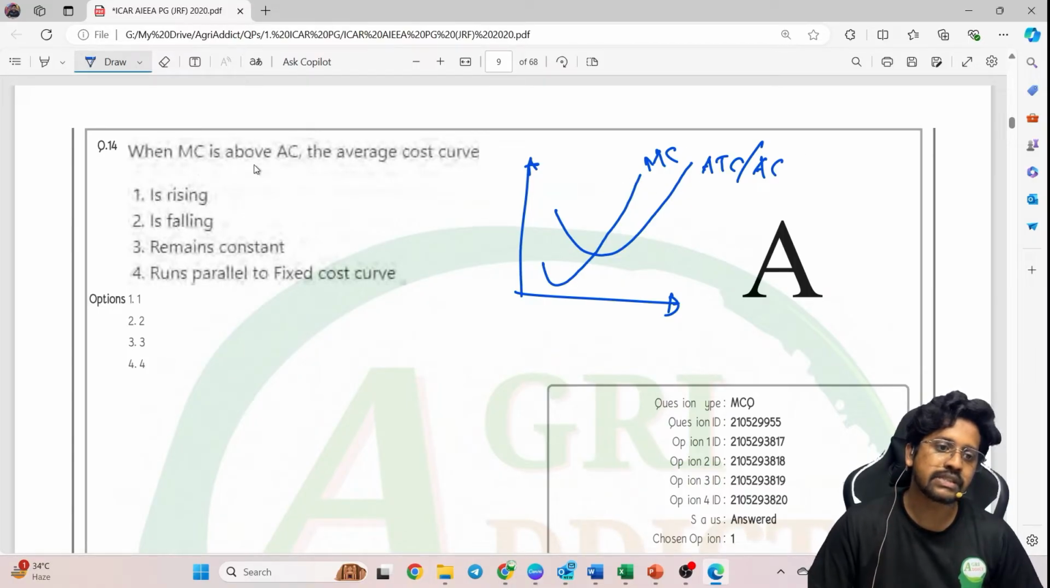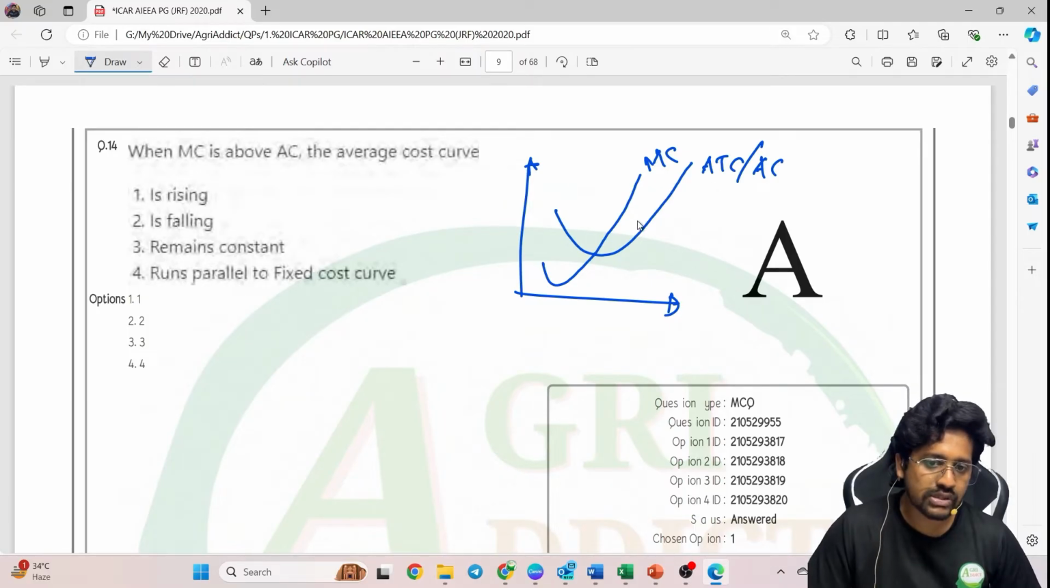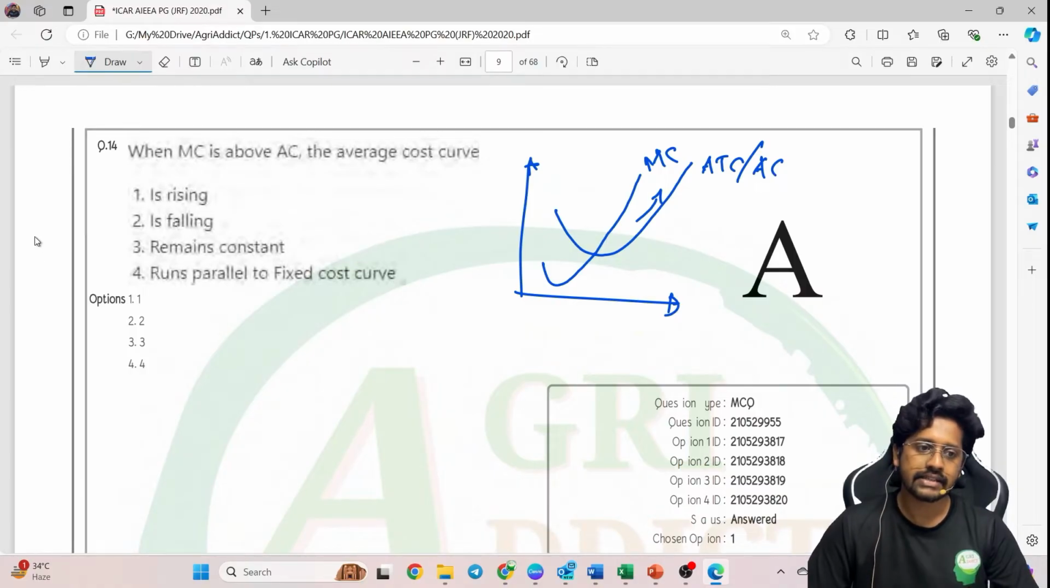The question is, MC is above the AC, how the average cost curve will be behaving? So what happens here in the average cost curve? When MC is above AC, what happens? Average cost curve is rising, right? After cutting the minimum point of the average cost curve, what happens to the average cost curve? It is starting to rise, right? So therefore obviously when MC is above average cost curve, the average cost curve will be rising. So therefore the first option will be the correct answer.